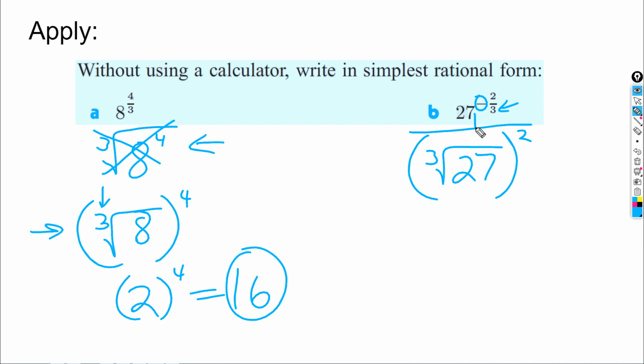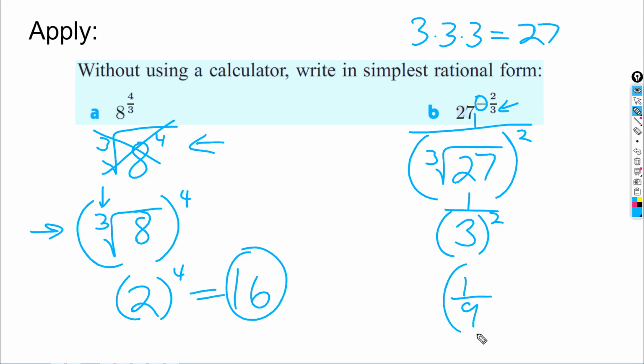So the cube root of 27, what number can we multiply 3 of to equal 27? And we did 2 times 2 times 2, or 2 to the 3rd power, gave us 8. 3 to the 3rd power, we'd have 3 times 3, which is 9, times 1 more 3, which would give us 27, because 9 times 3 is 27. So the cube root of 27 is 3. And we're going to take all that to the 2nd power, or square it. It's all in our denominator. And so we end up with 1 over 9, or 1/9 is the same thing as 27 to the negative 2/3 power.